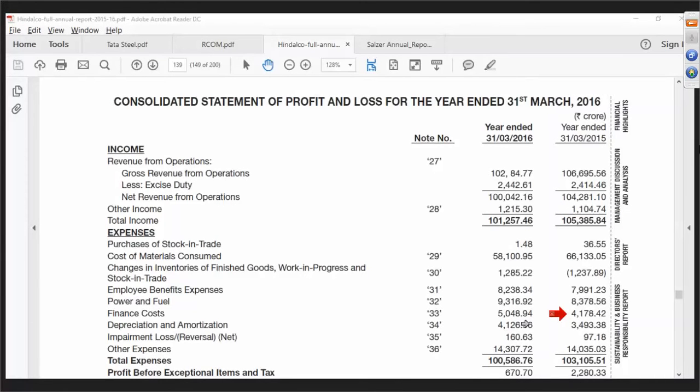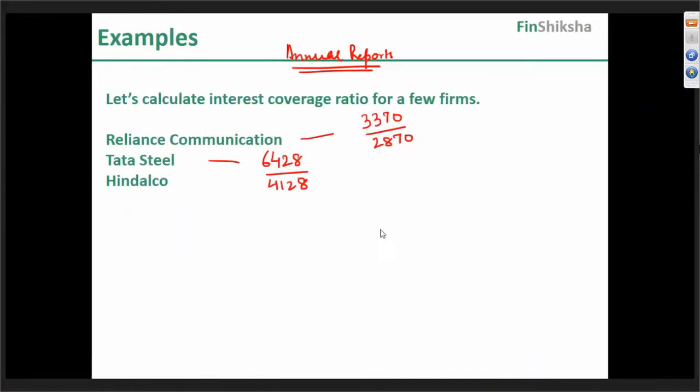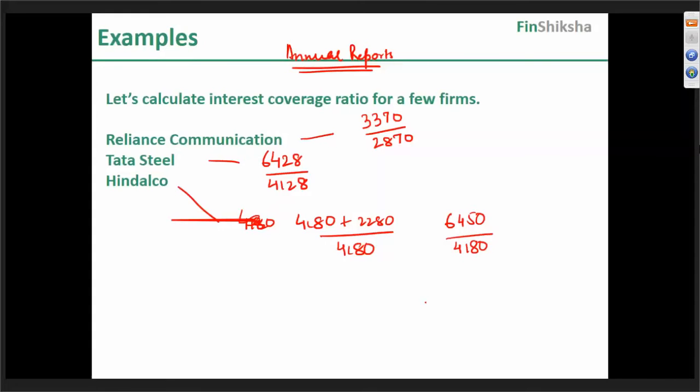That's 4178, and the profit that is available is somewhere around 2280, correct? So about 4180 and 2280. So we look at 4180 and 2280. So that's going to be 4180 plus 2280 divided by 4180, and that's going to be approximately 6,450 divided by 4180, to be precise, right?